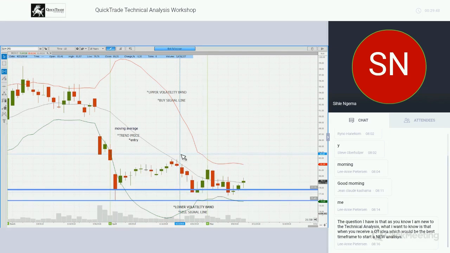Now, the upper volatility band, what does it mean to us when I say that it is a buy signal line? It is a buy signal line, and how do you spot that signal? The share itself needs to go outside the upper volatility band, which is the red line at the top. When it does that, then we know that we have a buying signal for that share.